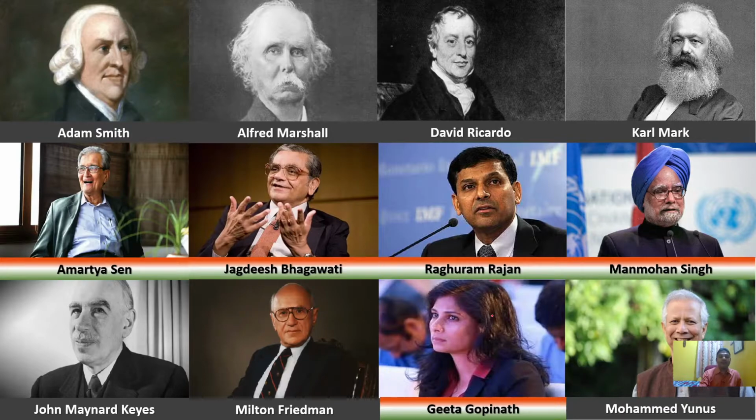Amartya Sen, the winner of the Nobel Prize in economics, Jagdish Bhagwati, one of the renowned economists that we have, Raghuram Rajan, the former governor of RBI, Manmohan Singh, there is no need to say anything about him, such a huge personality, and Geeta Gopinath. Most of you know about her because now she is in a very happening position in the IMF. And at last, there is Muhammad Yunus, a person from Bangladesh who has also got the Nobel Prize for his contribution in microfinance. So what is this?